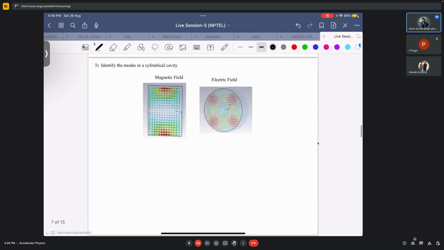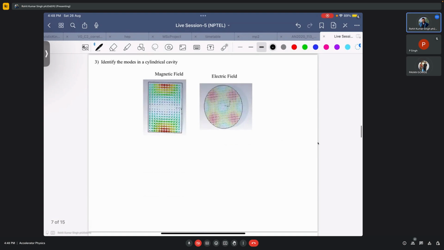So an exercise for you now. Can you see this picture? So first let's find out if it is a TE mode or a TM mode. Again, you know the condition, right? In TM mode, what we have? We have Bz equal to 0, and in TE mode we have Ez equal to 0, right? So this is for TM and this is for TE.